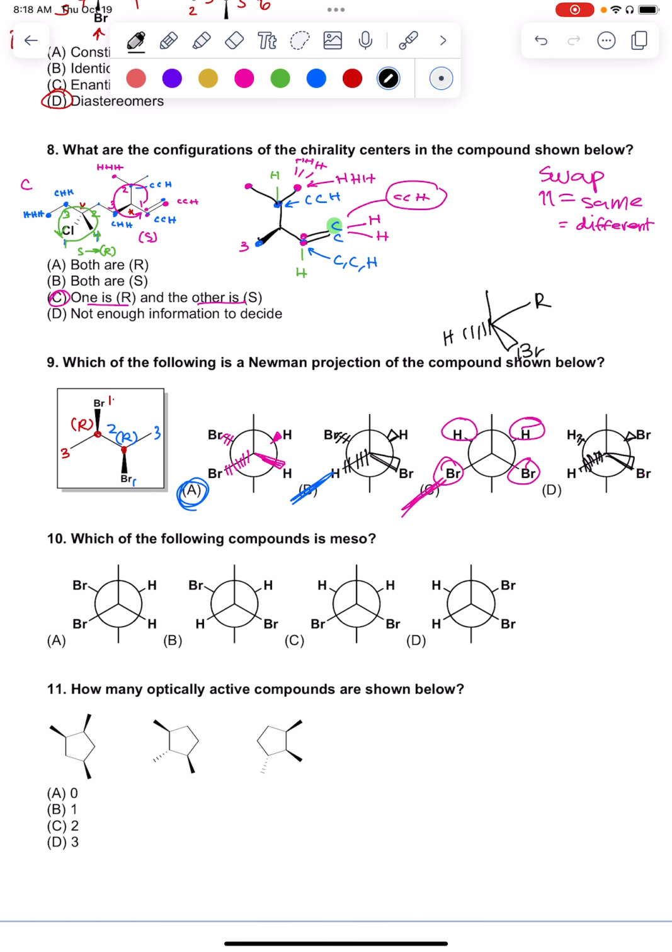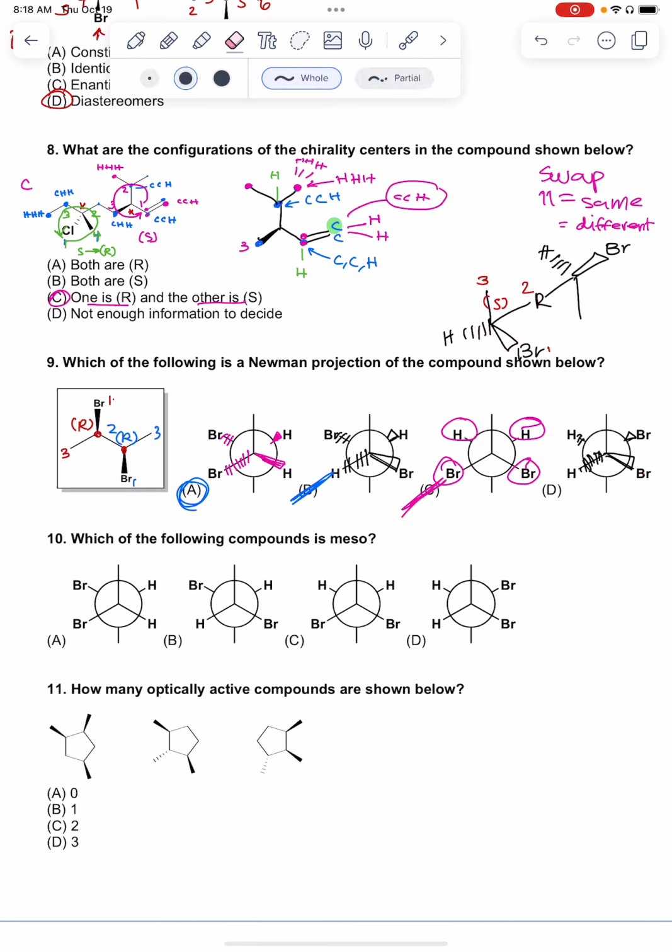And then on my other one, my back carbon, I've got hydrogen in the back. That's good. I've got bromine coming forward, and I've got a methyl coming down. That means my R group must be coming out towards the left. And so I am going to now give these priorities. So again, they're all the same. 1, 2, 3. H is in the back. That's good. This looks like S.